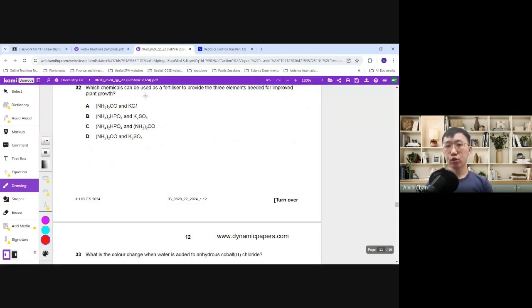Which chemicals can be used as a fertilizer to provide the 3 elements needed for plant growth? I teach this already. What are the 3 elements? Madini, thank you. NPK, correct. Now let's go. Which one can give you nitrogen, phosphorus, and potassium? Do you know how to play? Okay. K.